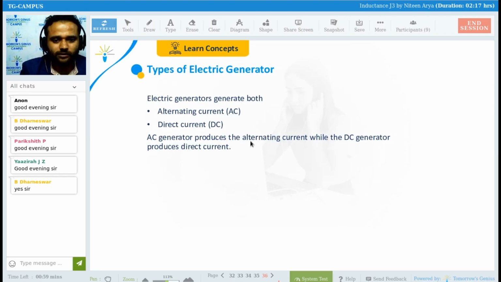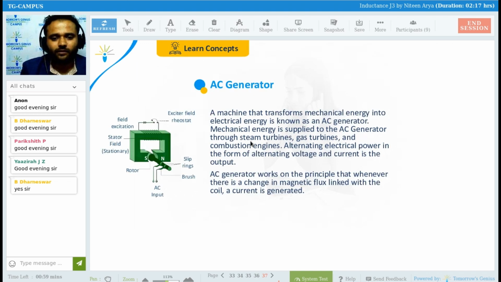Types of electric generator. There are two types of electric generator: alternating current (AC) and direct current (DC). The AC generator produces alternating current, while the DC generator produces direct current. Okay. Now, AC generator. What is it? A machine that transforms mechanical energy into electrical energy is known as an AC generator. Mechanical energy is supplied to the AC generator through steam turbines, gas turbines, and combustion engines. Alternating electrical power in the form of alternating voltage and current is the output.